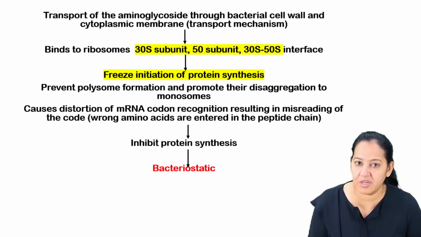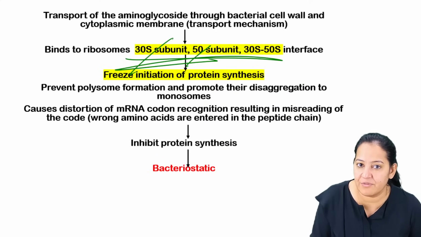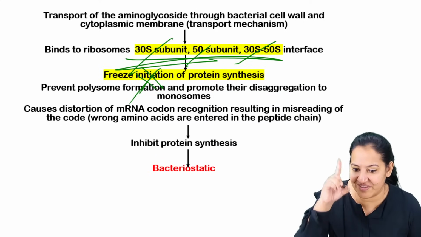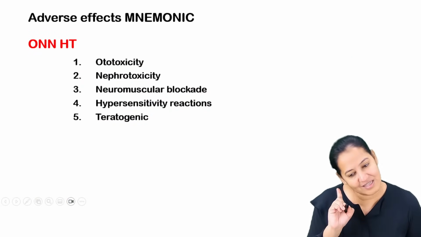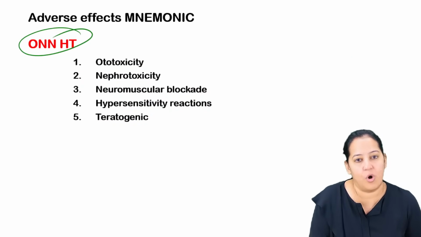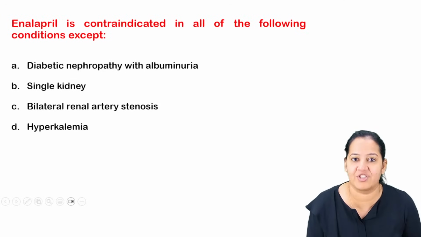You know the mechanism of action? It binds on the ribosome, 30S, 50S and both, and inhibits the initiation, the first step. So that's why it inhibits the protein synthesis. The side effects you also know, ON-HT. On ON-HT, I have told you if you are attending my lecture from the beginning.